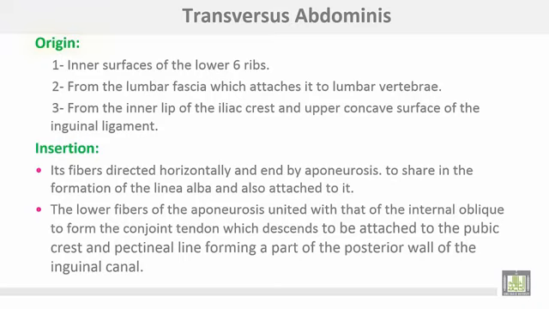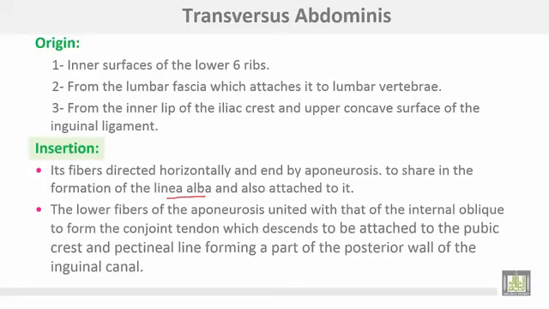Transversus abdominis muscle takes origin from the inner surface of the lower 6 ribs, from the lumbar fascia which attaches it to the lumbar vertebrae, from the inner lip of the iliac crest, and the upper concave surface of the inguinal ligament. Its fibers are directed horizontally to end in the aponeurosis, also sharing in the formation of the linea alba.